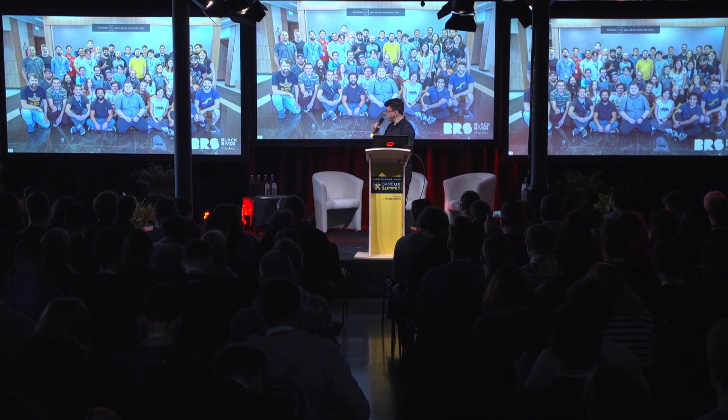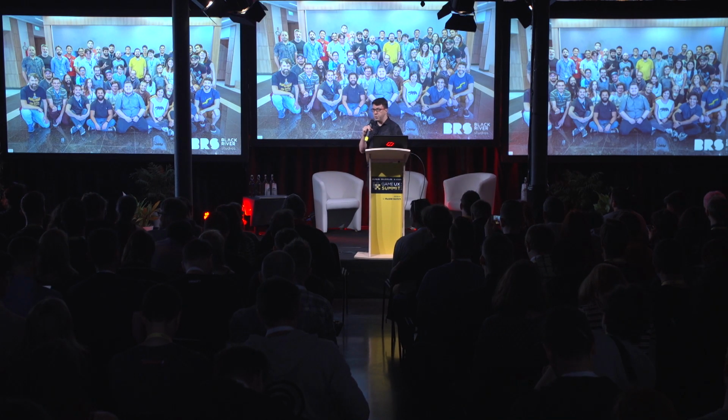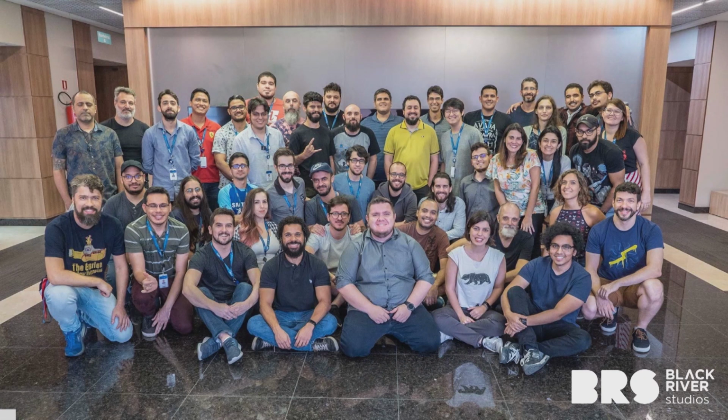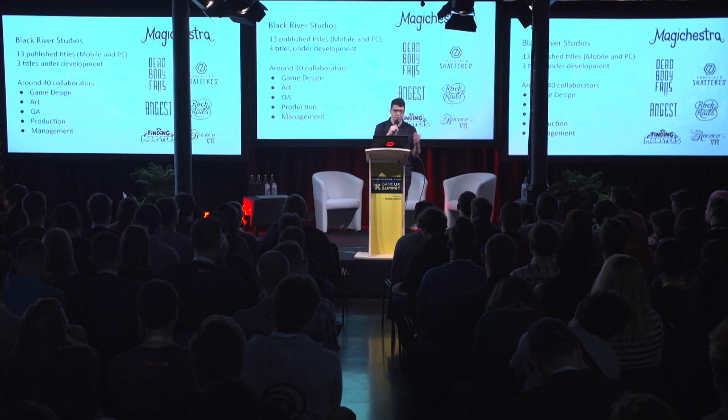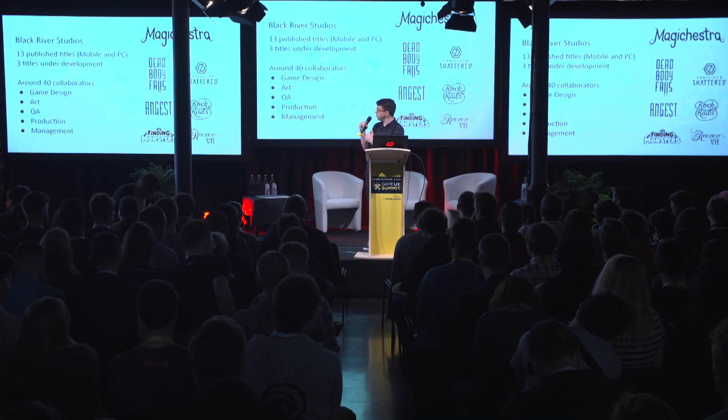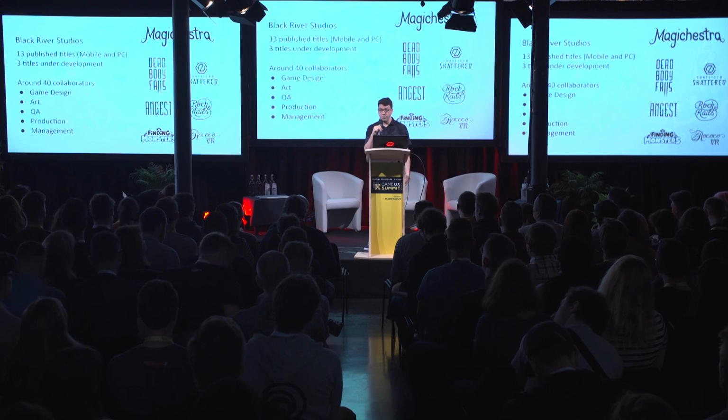This is the Black River Studios team at the beginning of the year. It's a team composed of around 40 collaborators in areas like game design, art, QA, production, and management. We have published around 13 titles for mobile and PC, and we are currently developing 3 games. In the Magichestra project, we had almost half of the team working at different times. And this, on the right side, is our portfolio in VR projects.